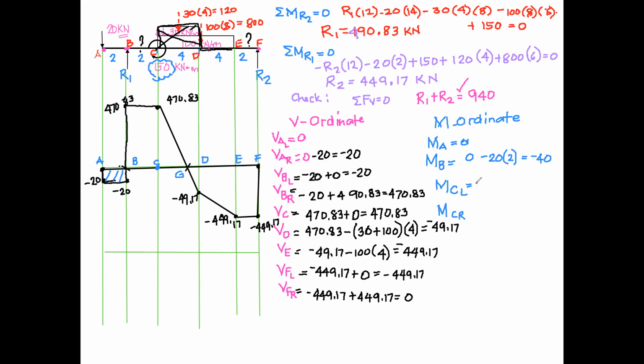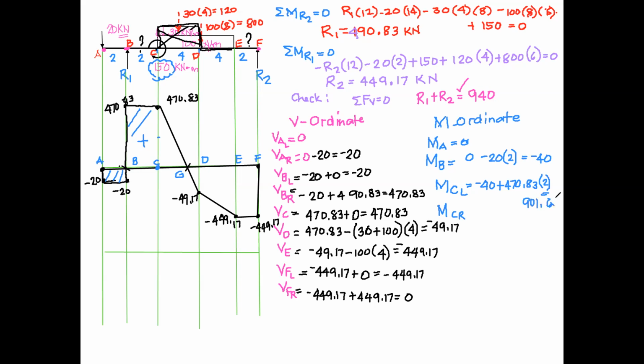Okay, sa C left, it's negative 40. Galing sa B, papuntang C, ito medyo malaki. This is a positive area. This is 470.83, so plus 470.83 times 2. What is the answer? What is the moment at C left? Dapat mag-0 to sa uli, ha? Pag hindi nag-0, may mali tayo. Minus 40. It's 901.66 po. Ano ba? 801 o 9? 901 po. Salamat sa pag-compute.